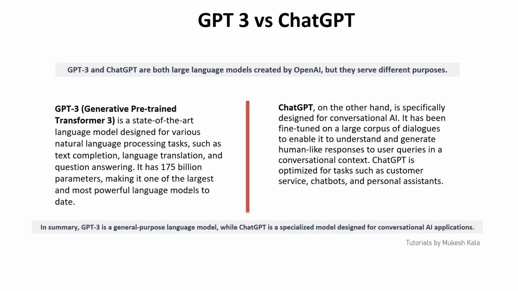Whereas ChatGPT, on the other hand, is specially designed for conversational AI, where you have a large set of data and you want human-like responses from the queries, right? ChatGPT is optimized for tasks such as customer service, chatbots, and personal assistants. So in summary, we can say that GPT-3 is a general purpose language model, whereas ChatGPT is a specialized model designed for conversational AI applications. So depending on our requirement, we are free to use the transformer GPT-3, or we can always use ChatGPT as well.